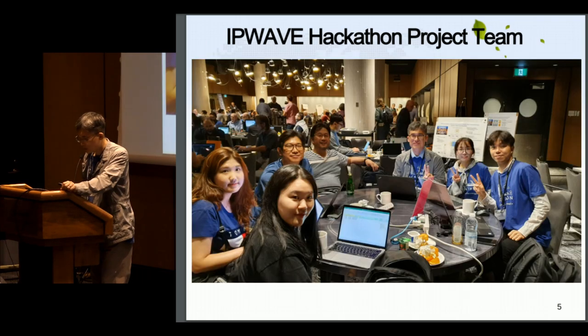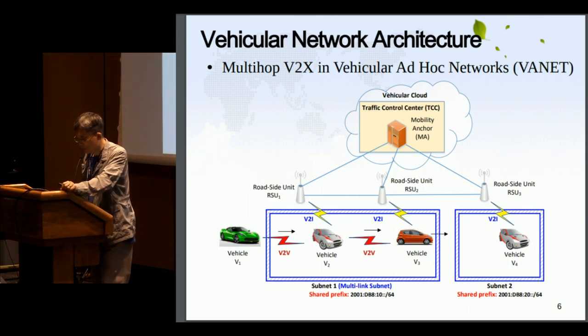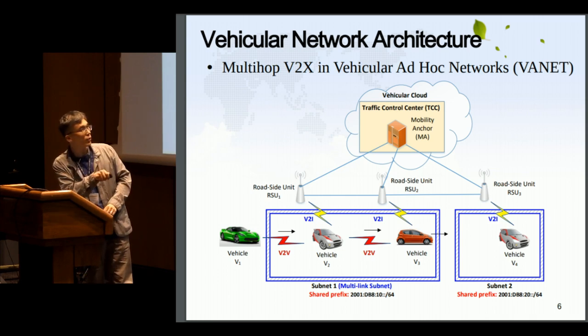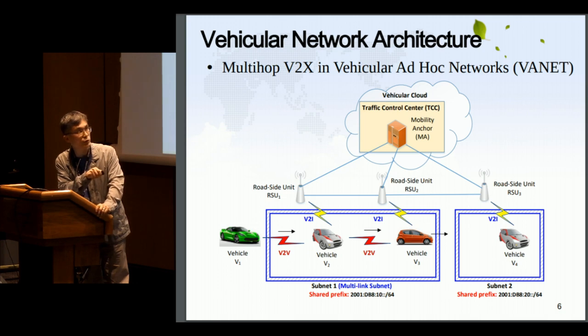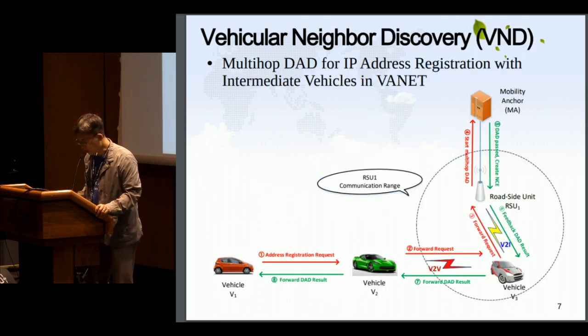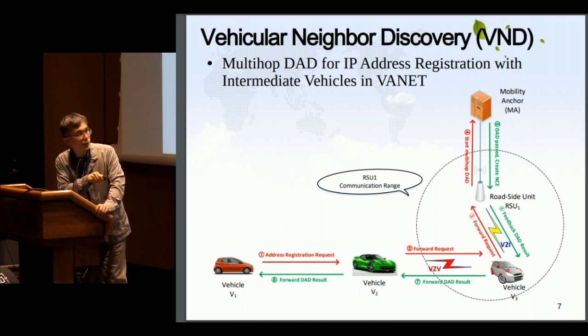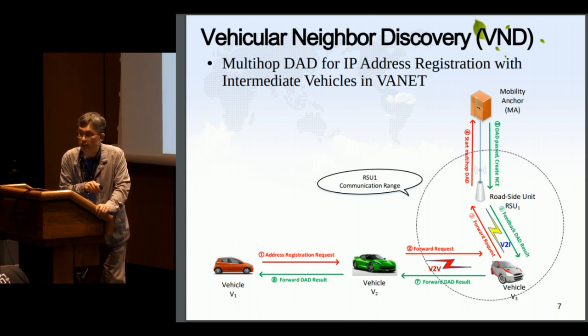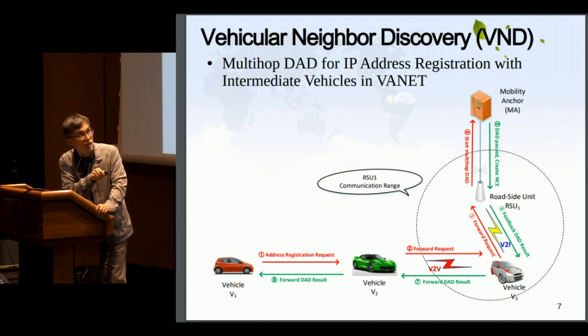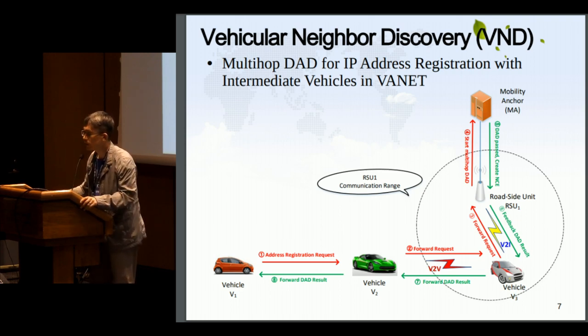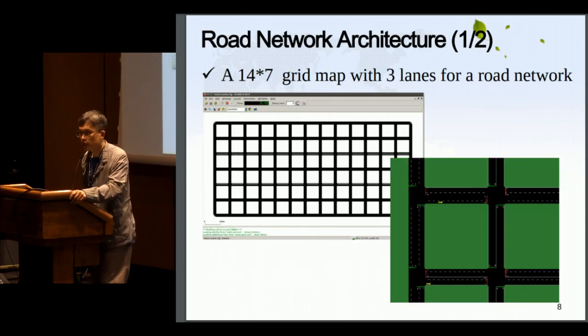This is a poster. This is the portal, the team. This figure is the vehicular network architecture. You can see vehicles can communicate with each other using V2V, and also communicate via V2I. Our idea is, you can see the vehicle, even though it is not in communication range of the roadside unit that is providing internet connectivity to vehicles, it can initiate DAD using an intermediate vehicle and register using multi-hop DAD. Once it is configured with a global IP address, it can start the TCP UDP connection.